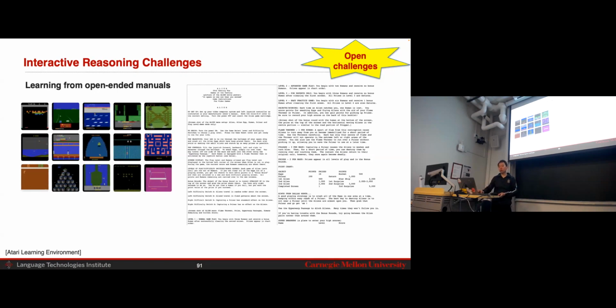And here's an example for Atari, right? We have all these Atari games. Pong was one of them. Breakout is another classic example. Pac-Man was also one of the examples. And you have all these long instruction manuals telling you what to do, who are the enemies, how to get rewards, and so on.